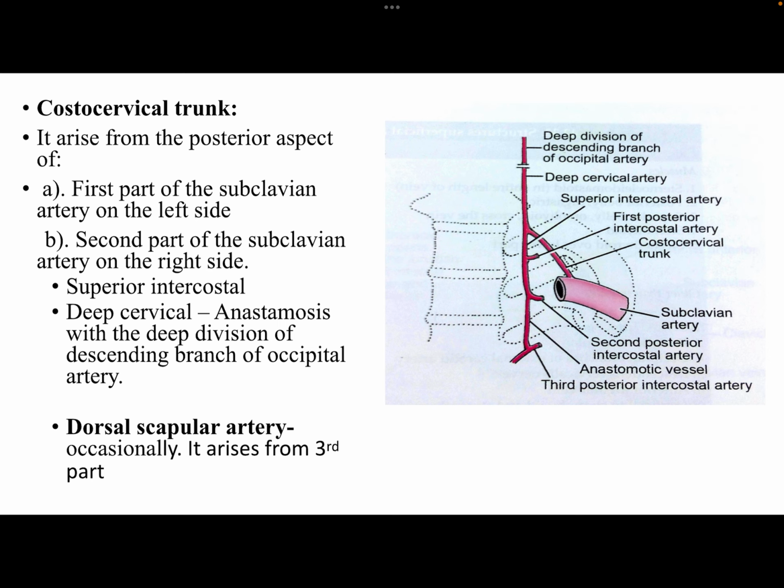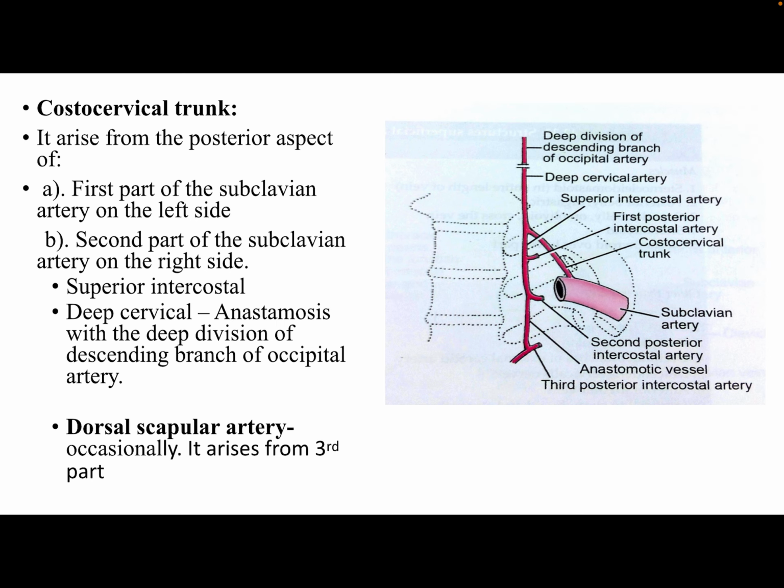Next one, the costocervical trunk, takes origin from the posterior aspect of the second part of the right subclavian artery and from the first part of the left subclavian artery. It divides into the superior or the highest intercostal and the deep cervical branches at the neck of the first rib. The superior intercostal artery descends in front of the neck of the first rib and gives posterior intercostal arteries to the first two intercostal spaces, and the deep cervical artery passes to the back of the neck where it ascends in the deep muscles and anastomoses with the descending branches of the occipital artery.